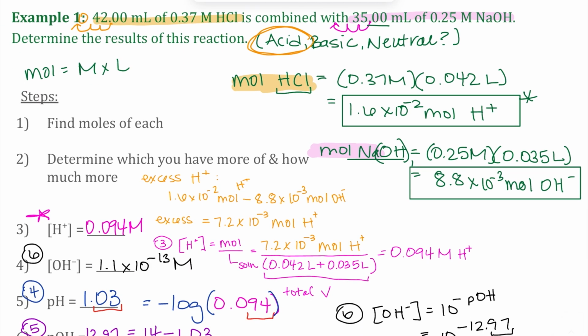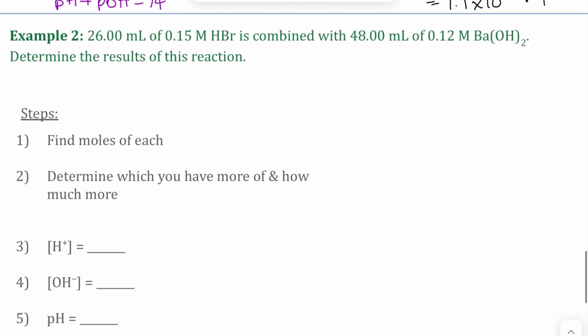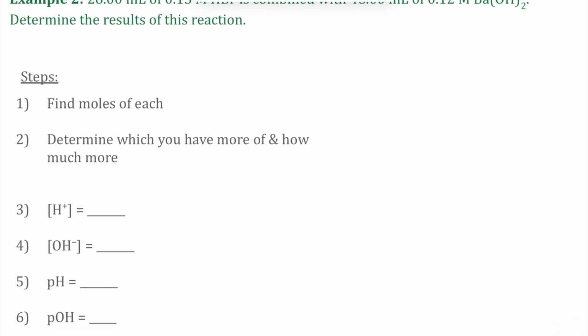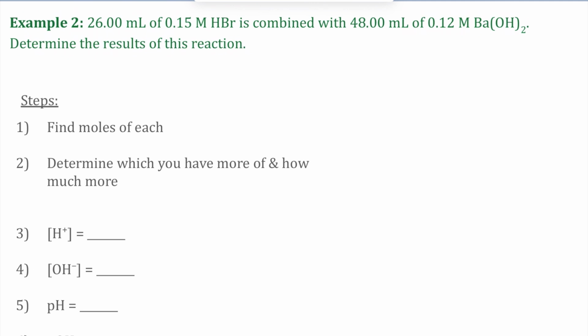All right. So if you want, go ahead and try example 2 on your own. Otherwise, you can go through it with me. We have 26 milliliters of 0.15 molar HBr combined with 48 milliliters of 0.12 molar BaOH2. Those are both strong. So determine the results of this reaction. Again, we're thinking, is this going to be acidic, basic, or if they have the same number of moles, is it going to be completely neutral?